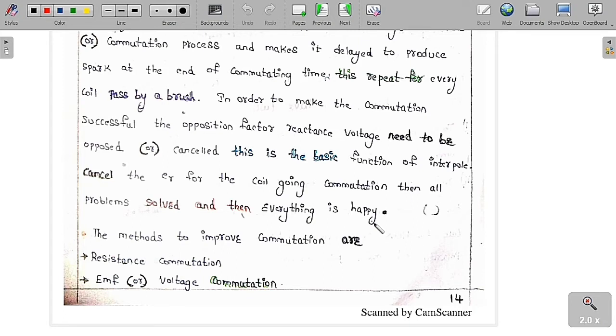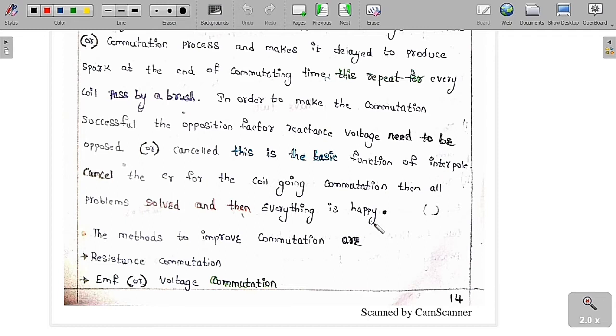The time taken for the brush to move from one segment to the other segment is called the commutating time. In this period, the coil remains short circuited and the current reverses. If the current reverses completely within the commutating time, then commutation is successful. Otherwise, it is said to be delayed commutation or nonlinear commutation, which produces sparking at the trailing end of the brush. Practically, the coil undergoing commutation has small inductance, and due to change in current, a voltage is induced in it, which is called the reactance voltage ER. According to Lenz's law, it will oppose the change in current or commutation process and makes it delayed, producing a spark at the end of the commutating time.